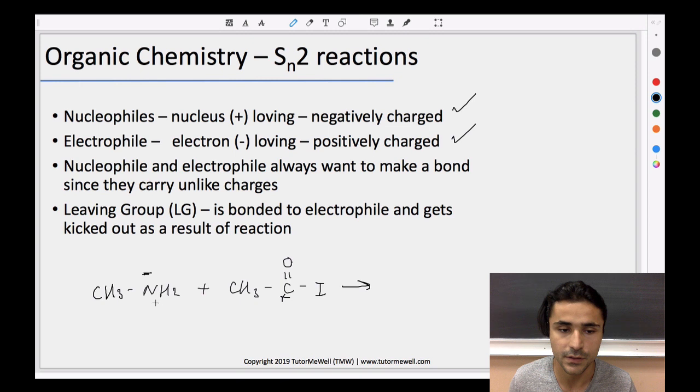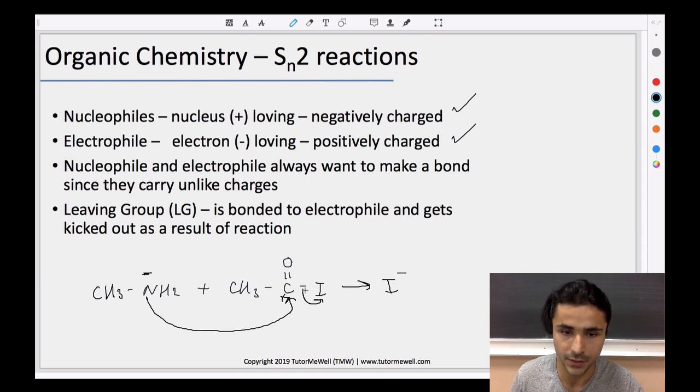So what happens is that the nucleophile attacks the electrophile, and as a result of this attack, the leaving group is going to be iodine. Okay, so the leaving group is going to grab these electrons and leave. So the resulting 2 products, one of them is going to be iodine with a negative charge because it took these electrons from this bond, and the amino substituted compound that I'm going to draw right now.